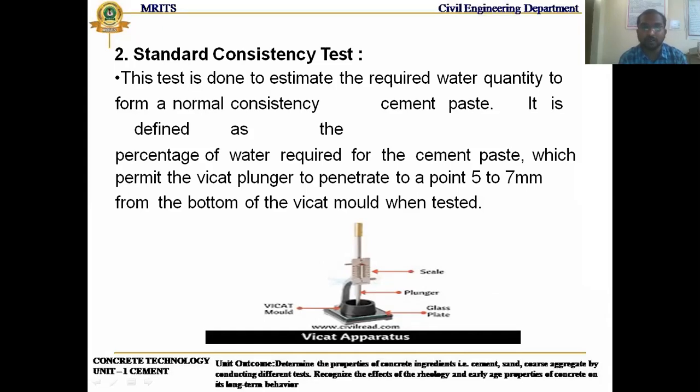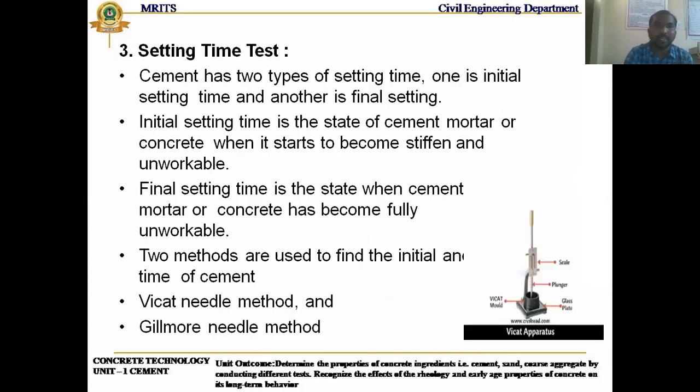If the plunger penetrates to a point 5 to 7 mm from the bottom of the Vicat mold, then we can determine the consistency of the cement paste that is formed. And setting time of cement: cement has two types of setting times, one is the initial setting time and the other is the final setting time. We can determine this in an experiment using the Vicat apparatus itself.